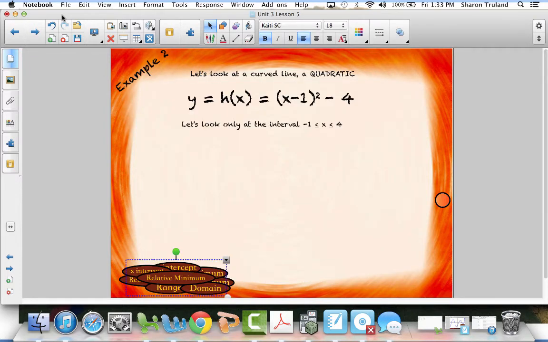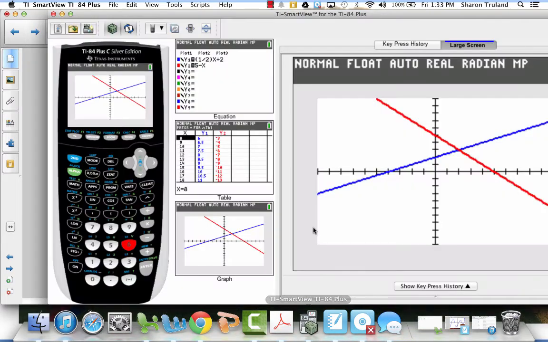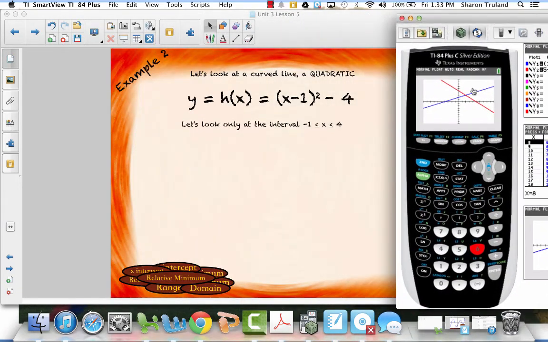All right, so let's look at a quadratic. We're going to type this in to our graphing calculator. I'm going to go back to y equals, and I'm going to clear out my other two, parentheses, x minus 1, parentheses, and then over here is a squared button, minus 4. I'm going to graph it.